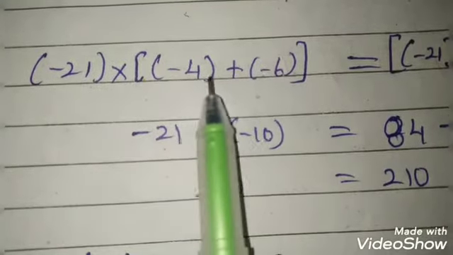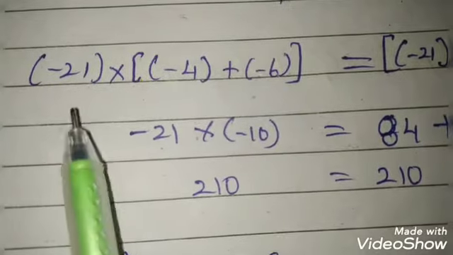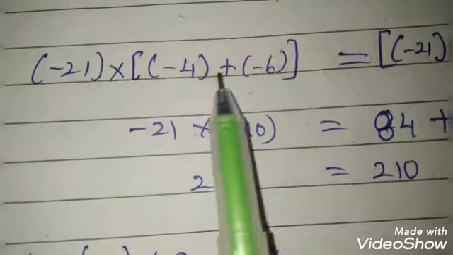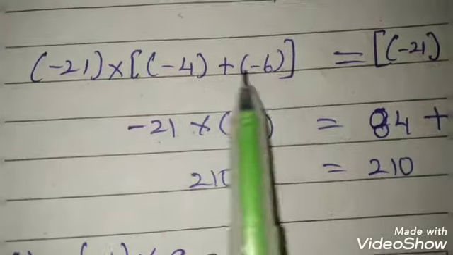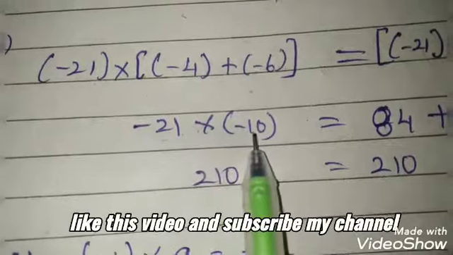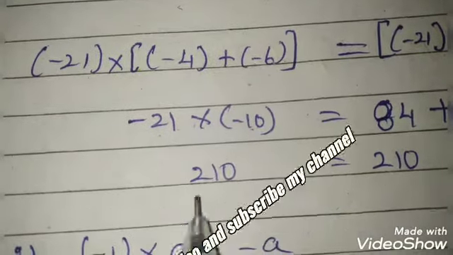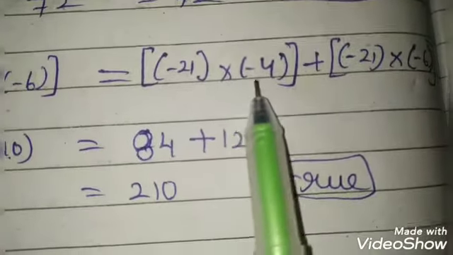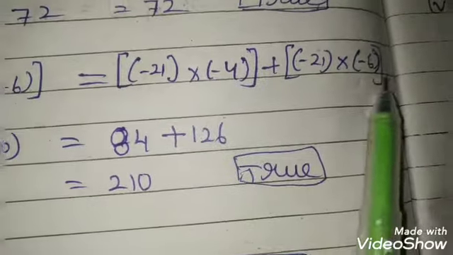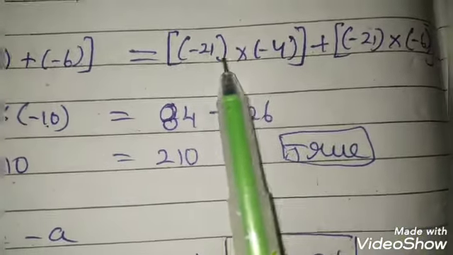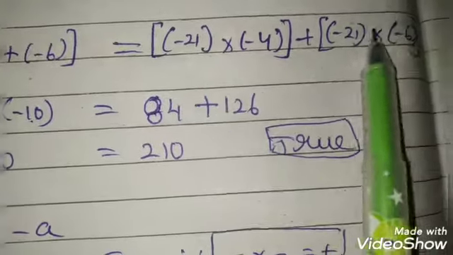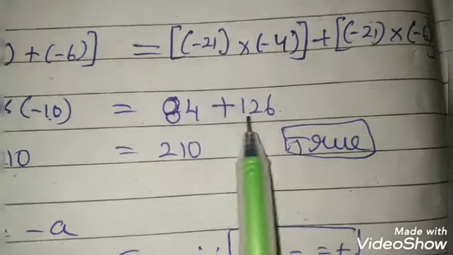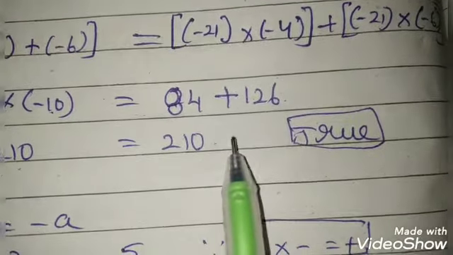Minus 21 into minus 4 plus minus 6. Minus 21 we have to write as it is. Minus 4 plus minus 6, we have to add these two numbers. Minus 10, minus 21 into minus 10 is 210. In the right hand side, minus 21 into minus 4 plus minus 21 into minus 6. 21 into 4 is 84 plus 21 into 6 is 126. When we add these two numbers, we get 210. So this is also true.